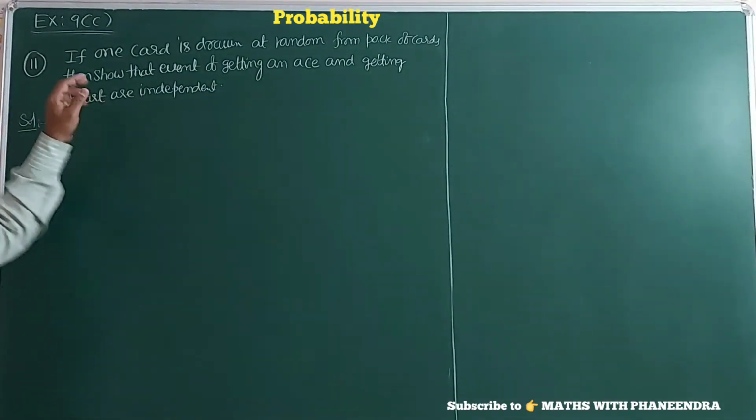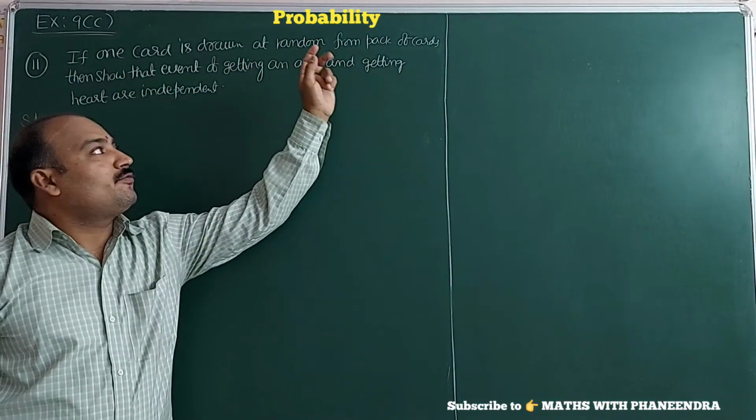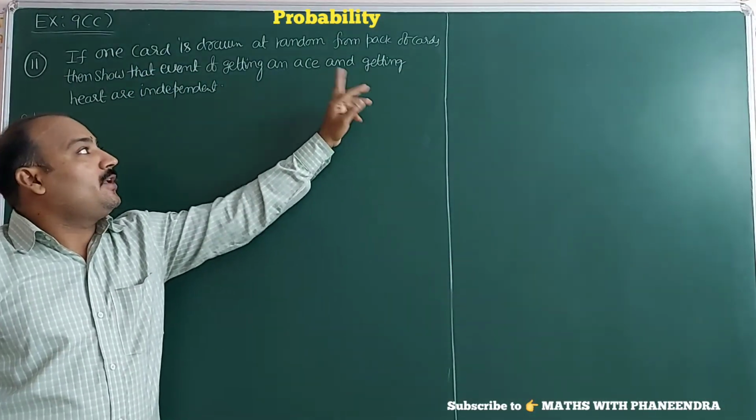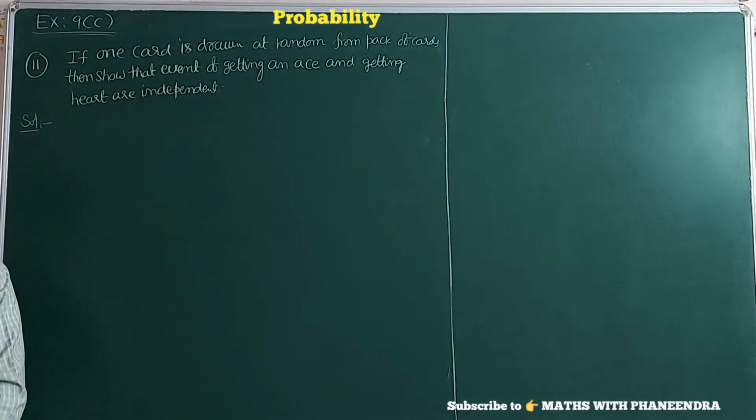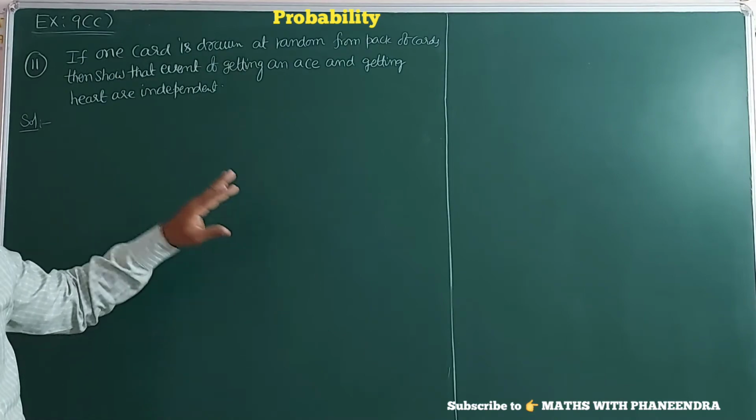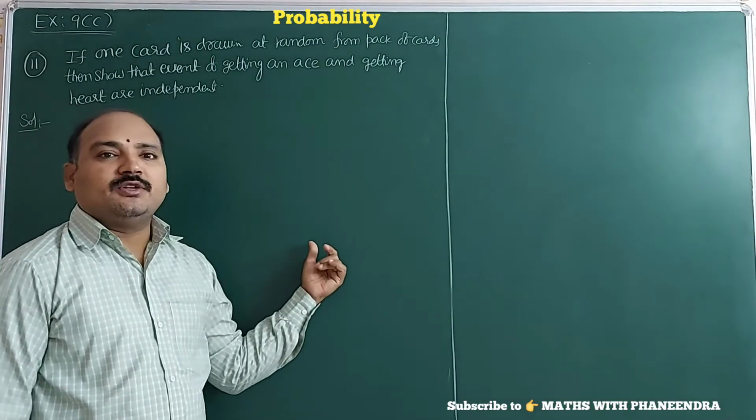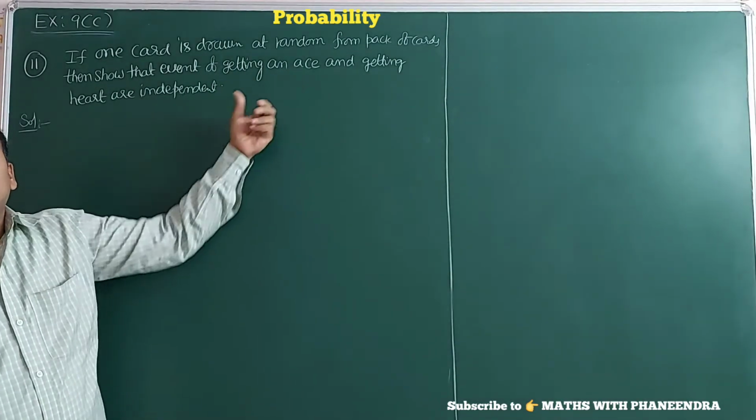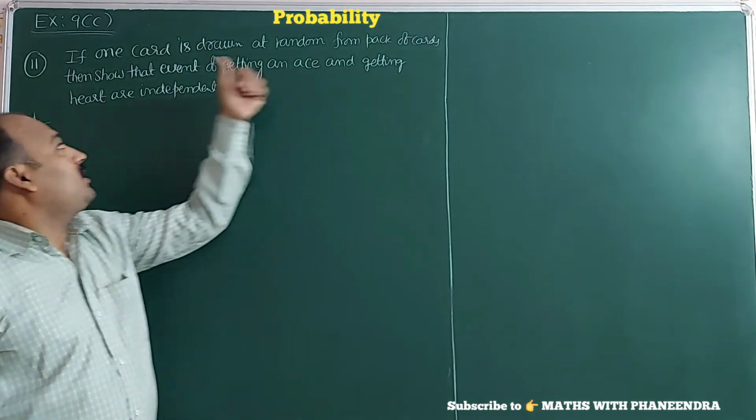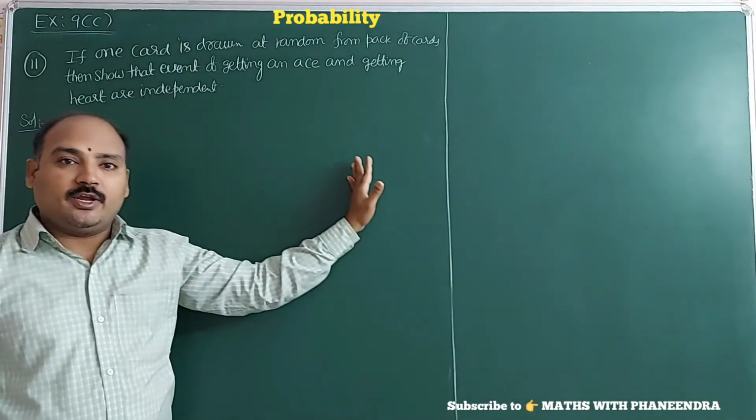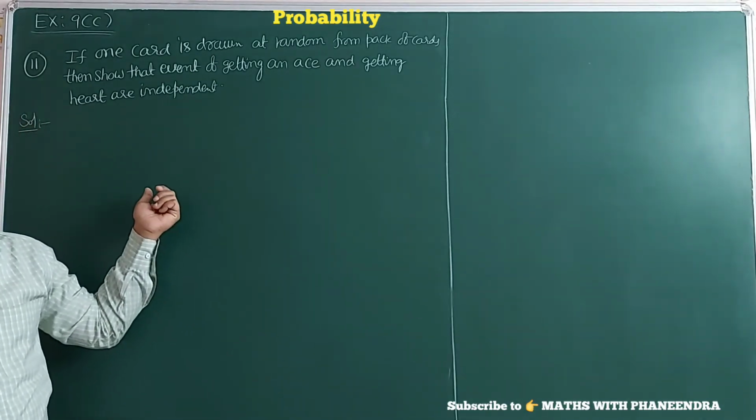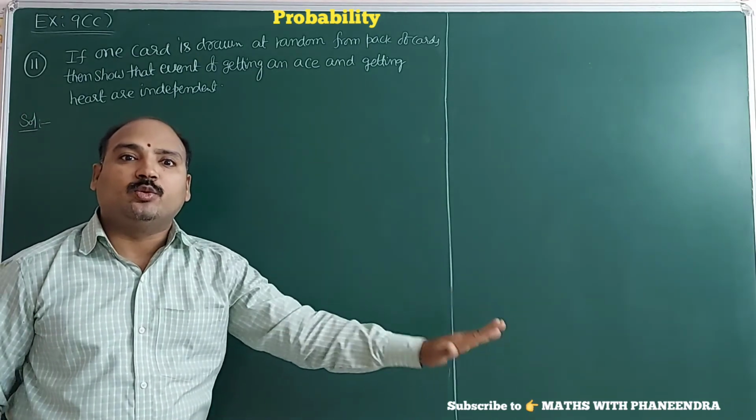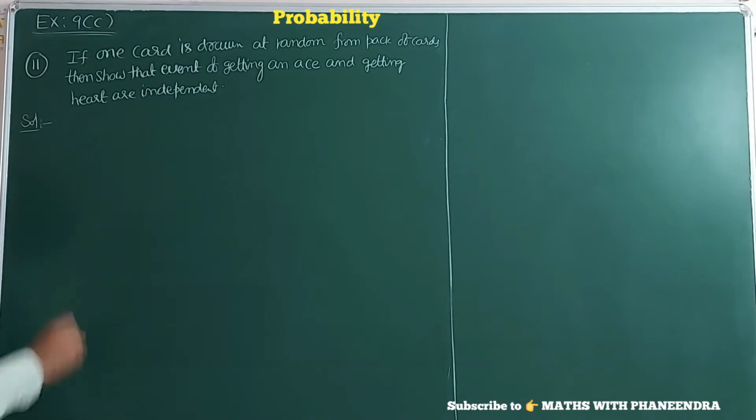The next question, students: if one card is drawn at random from a pack of cards, then show that the events of getting an ace card and getting a heart are independent. So we have to prove the two events are independent. Suppose selecting an ace card is event E1, and getting a heart card is event E2. So we need to prove P of E1 intersection E2 is equal to P of E1 into P of E2. This is our aim. See how we are going to do that.